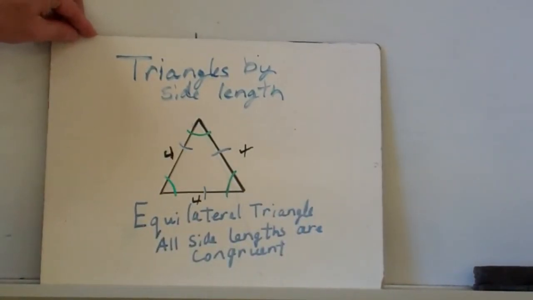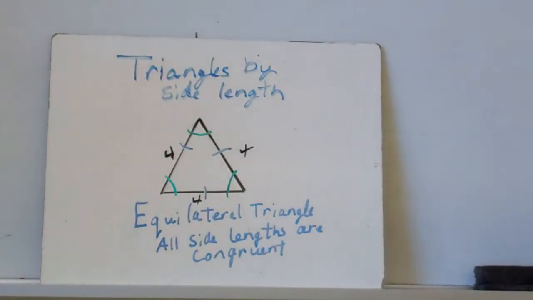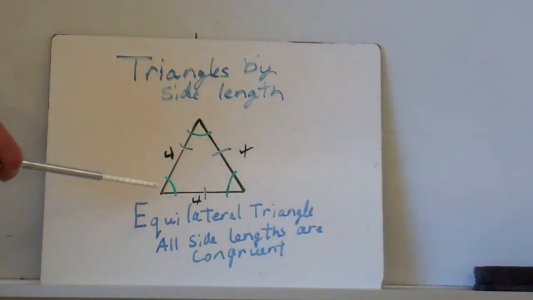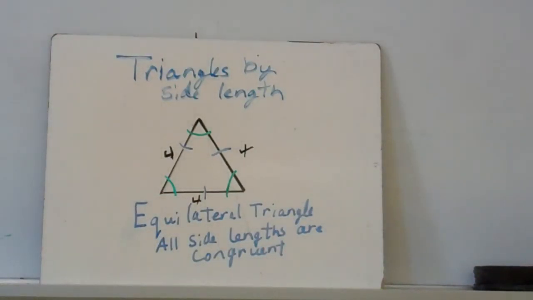Talking about the different types of triangles by side lengths, the first type we have is an equilateral. An equilateral has three sides that are equal. Their side lengths all have the same measure. And at the same time, if their side lengths have the same measure, then their angles have the same measure as well. Here you can see that we have an equilateral triangle with side lengths of 4.